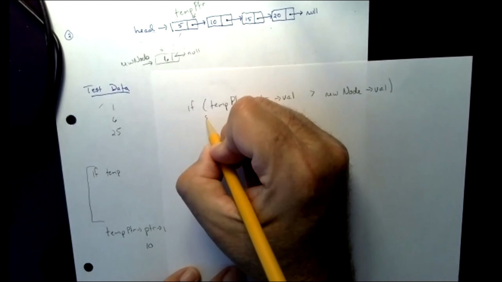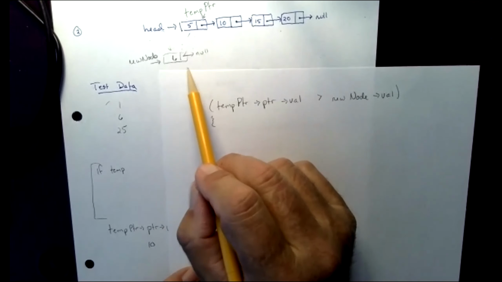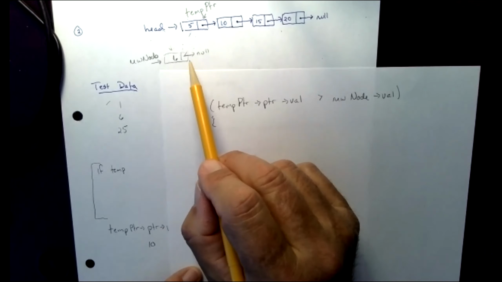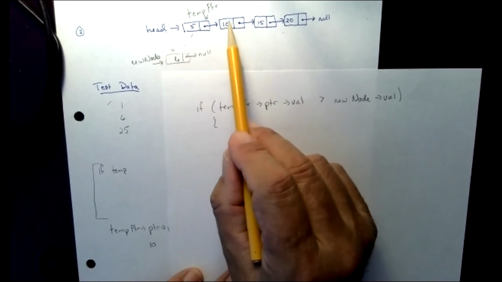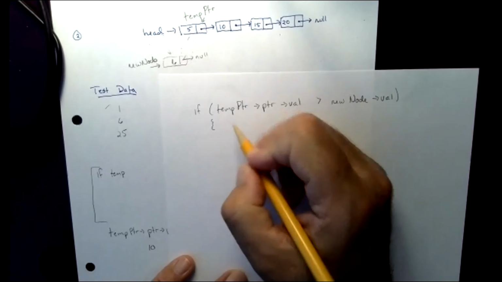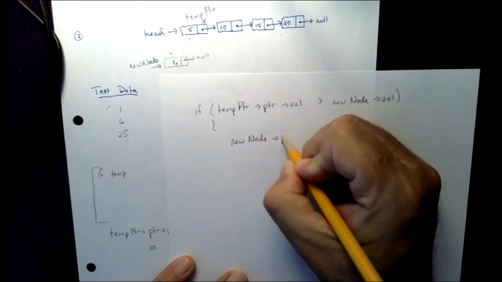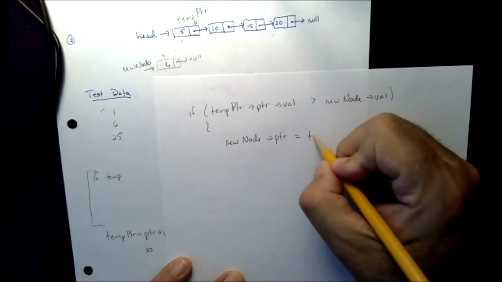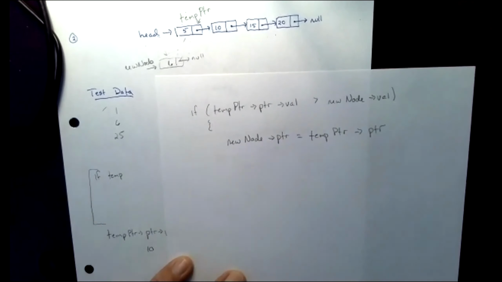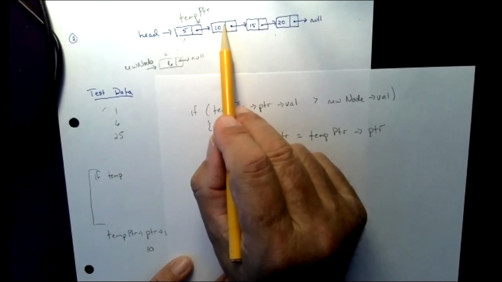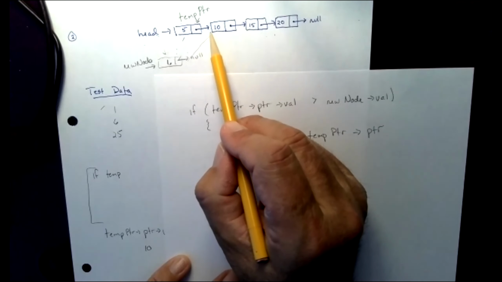Okay, so how do I insert the 6? Let's see. Somebody tell me. I forget what I said. Where would this new node need to point? Is it temp pointer's pointer? So you want new node's pointer to get the value of temp pointer's pointer. Temp pointer's pointer points to that 10. So this line of code right here just linked me up there.